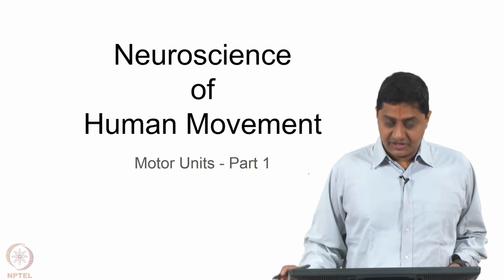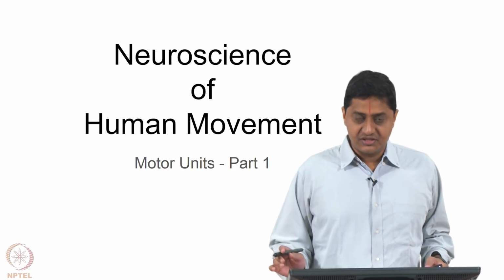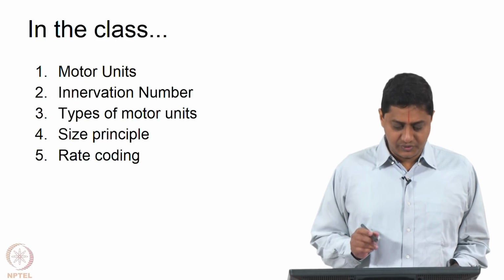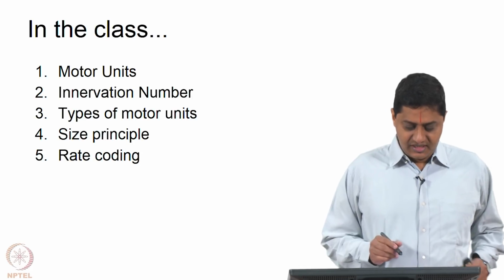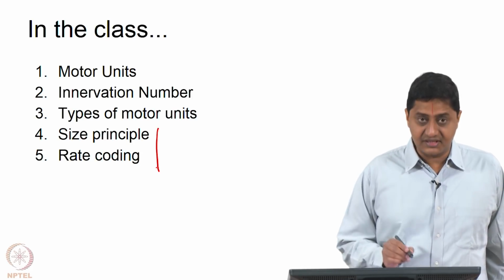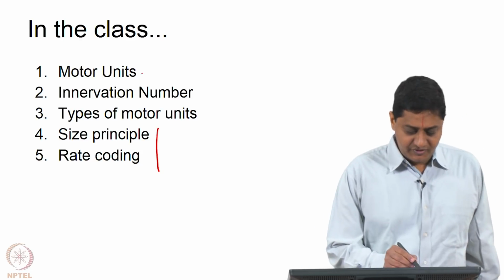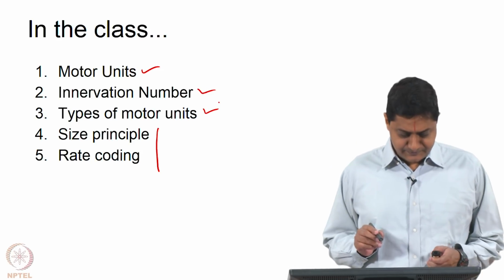Welcome to this lecture on motor units as part of the course on neuroscience of human movement. So, in today's class we will be talking about motor units, innervation number and types of motor units, and we will reserve these two topics, size principle and rate coding, probably for a future class. So, we will be focusing on these and the details related to these in today's class.